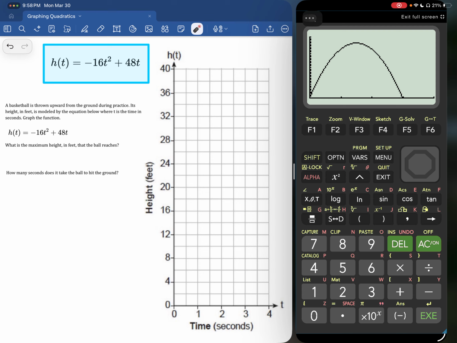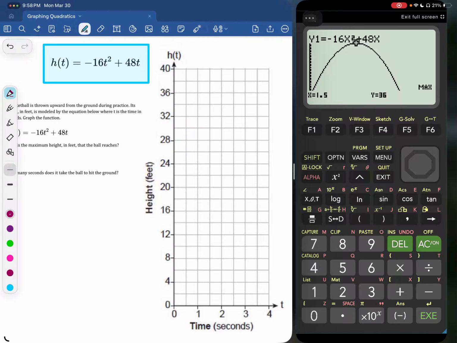And that's the first point you want to plot. So to do that, you hit F5 and you hit F2 for max. We see that the vertex or the max is at 1.5 comma 36. So that's the first point that I'm going to plot on here. 1.5, 36. So that's this point right here. This is my vertex point or the max.